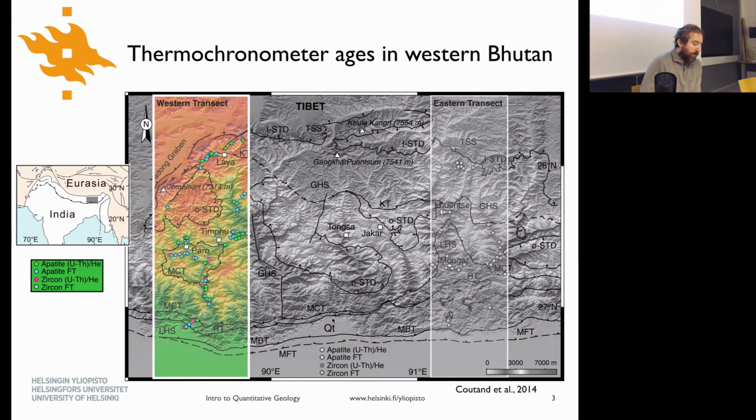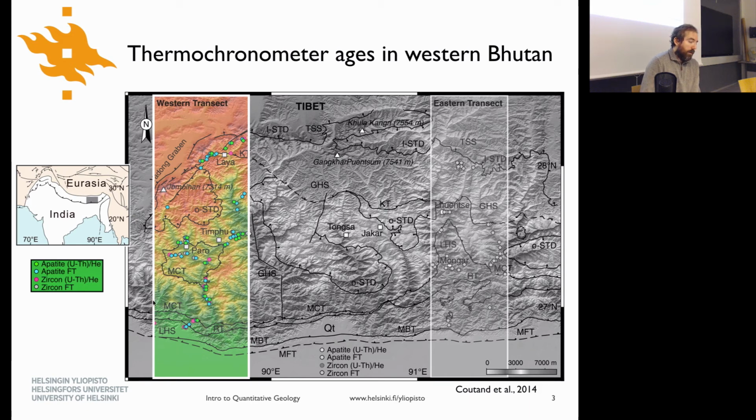We're going to take ages from a paper published in 2014, where a number of different rock samples were collected in the western part of Bhutan as well as the east. We're only going to use the data from the west, just to keep it a bit easier to deal with. The samples collected here were data for various different thermochronometer systems. So there's the uranium, thorium, helium system in apatite and in zircon, as well as fission tracks in apatite and zircon. We're basically only going to use the helium data because there's more of it and it's a bit easier to use.